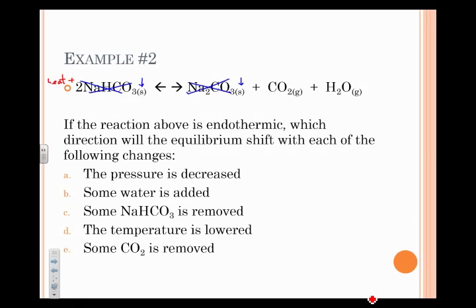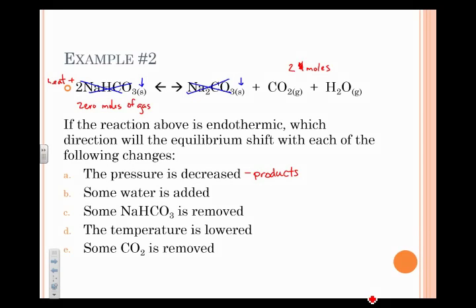So if I decrease the pressure, I have to check my number of moles of gas. I see that I have 2 moles of gas in the products, and I have 0 moles of gas in the reactants. The pressure is decreasing, so the reaction is going to shift to the side with more moles of gas. And in this case, that's my products. So this will shift to the product side.